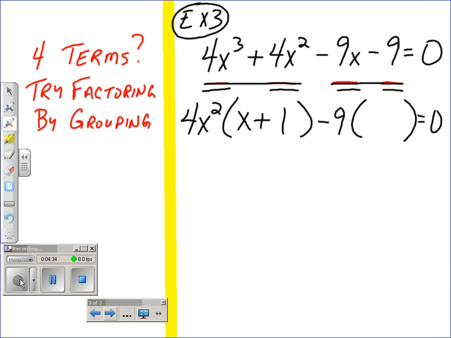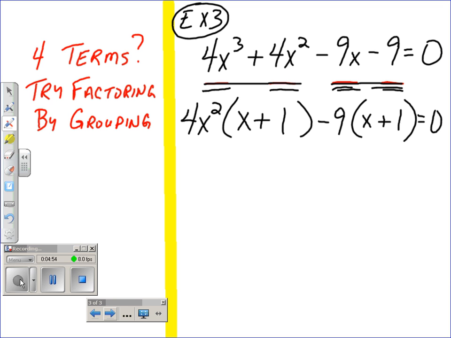So when I divide the first two terms, I get 4x squared times the group x plus 1. The second pair over here looks like they have a 9 in common, but I'm actually going to factor out a negative 9 because it works out nicer, and you'll see in a minute. So I factor out a negative 9, and I have an x and a plus 1.